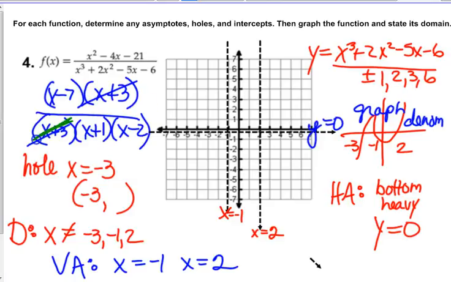Once we have canceled this out, we put a -3 in to find the ordered pair of the hole. If I put a -3 in, I get -10 in the numerator. Down here, I get -3 plus 1 would be -2, and -3 minus 2 would be -5. So I get -10 over +10, which is -1. So the actual hole is at -3, -1.